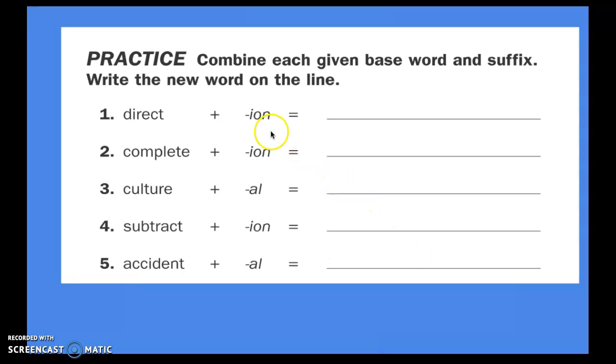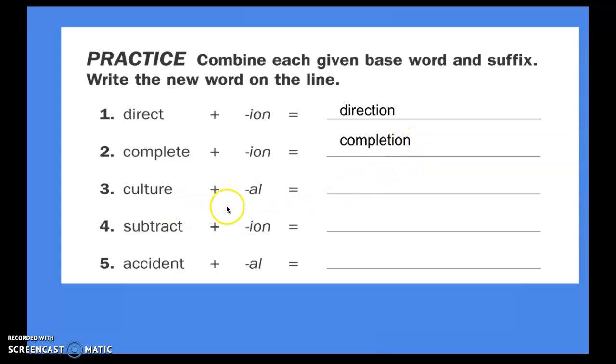All right, let's go over these. We're going to combine each given base word and suffix. So, number 1, we had direct plus ion gave us direction. Number 2 is completion. If at any time I'm going too fast, please pause this video. Notice what I did is I dropped my E before I added the ion. So I have completion. I'm combining the root word and the suffix.